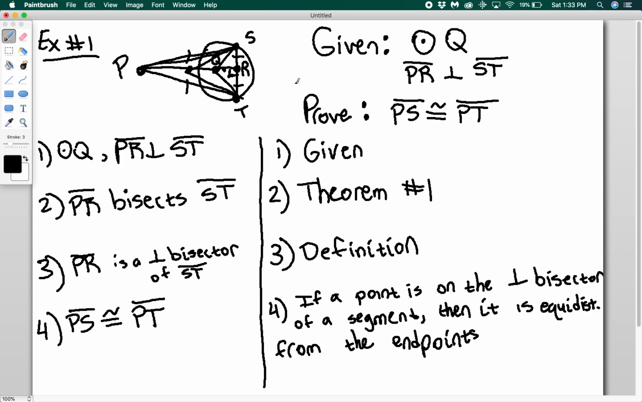You can also make an argument about triangles. If you've studied triangles before, you know that these two angles are the same. You know this is congruent to this, and you know this side is the same. So then you can say that these triangles have to be congruent, so this has to be the same as that. So you can also make a triangle argument as well. Okay, let's look at another one.